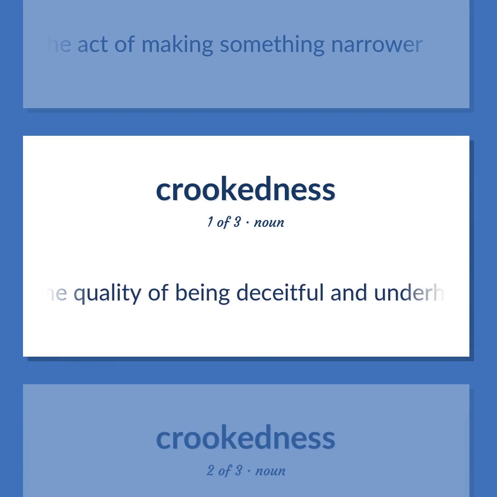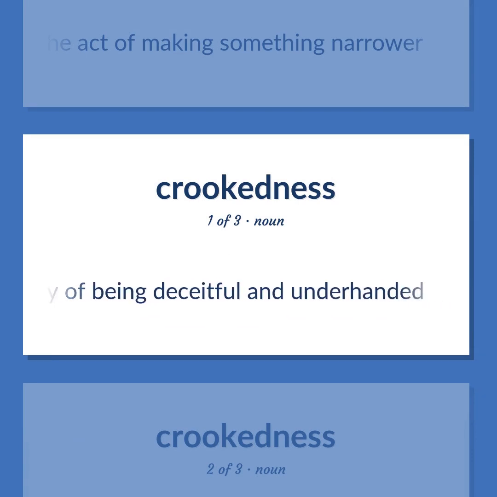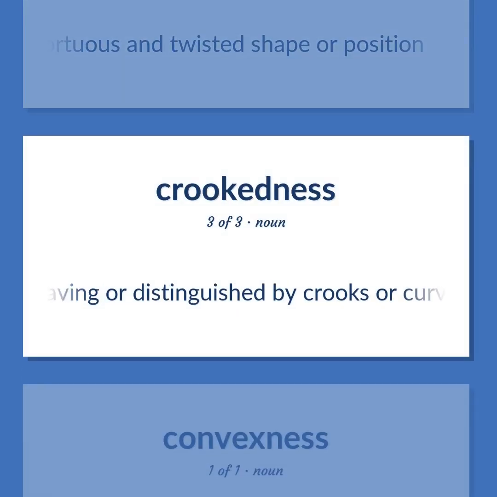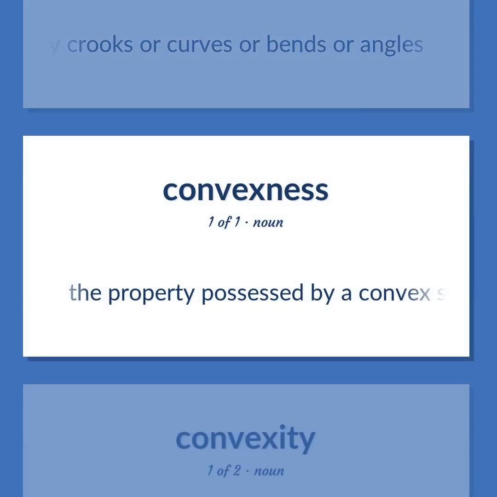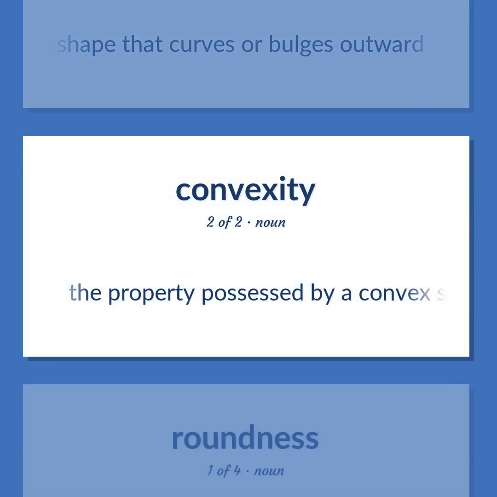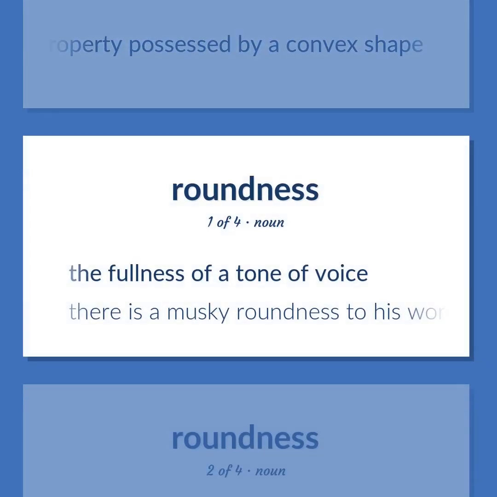The quality of being deceitful and underhanded. A tortuous and twisted shape or position. Having or distinguished by crooks or curves or bends or angles. The property possessed by a convex shape. A shape that curves or bulges outward. The property possessed by a convex shape. The fullness of a tone of voice. There is a musky roundness to his wordiness.